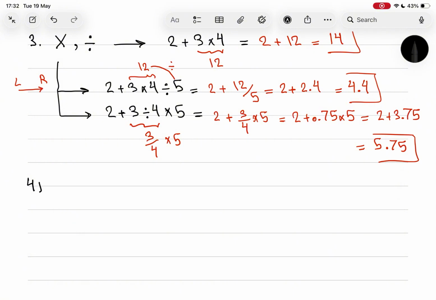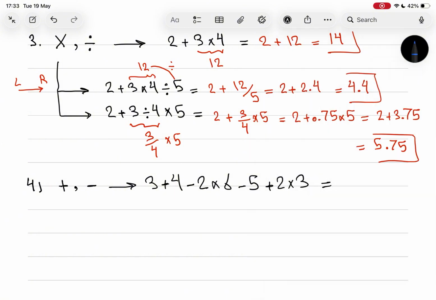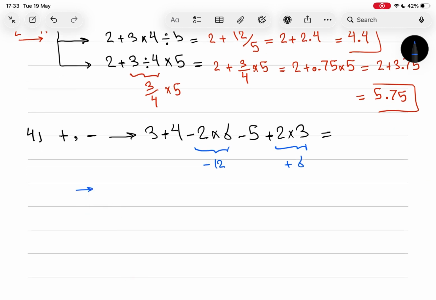The final priority is addition and subtraction. For example, 3 plus 4 minus 2 times 6 minus 5 plus 2 times 3. Since multiplication has a higher priority, we calculate the multiplications first. 2 times 6 equals 12. And 2 times 3 equals 6. So, the expression becomes 3 plus 4 minus 12 minus 5 plus 6.